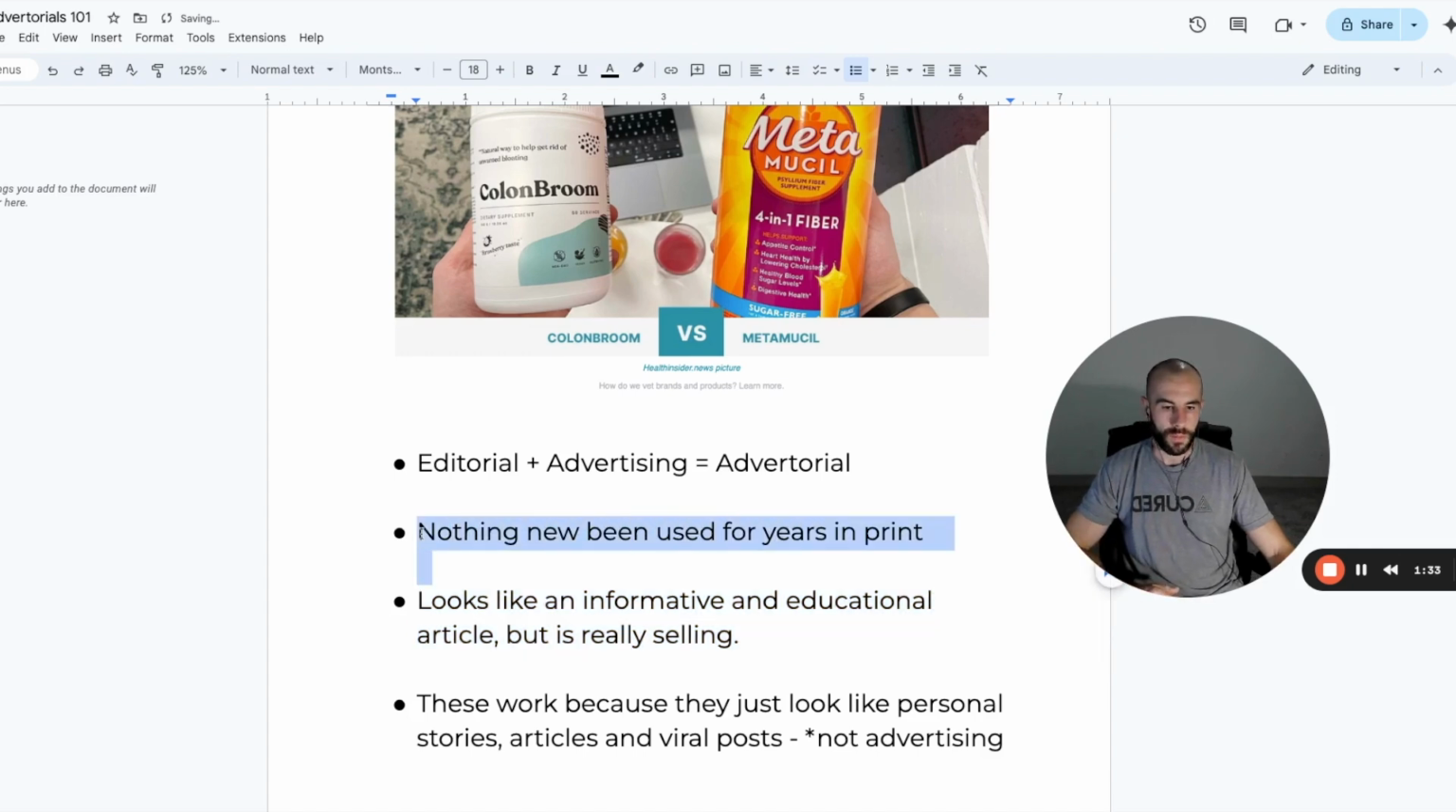And they are nothing new. You know, they've been used in print for years. OG copywriters and marketers have used advertorials in newspapers. They still today use them in magazines. They're not something that's new, but they are something that is coming back around and getting more popular again in the past few years because of how effective they are.